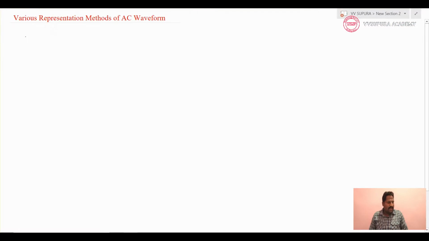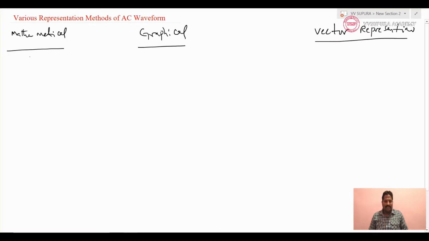Hello everyone. So in this class we are going to discuss various representation methods of alternating quantities. The first one is the mathematical representation. The second one is graphical representation, and the third one is vector or phasor form. So these are the three methods.